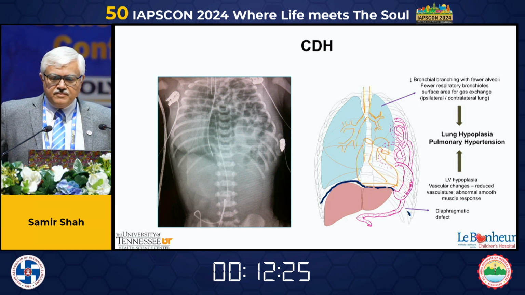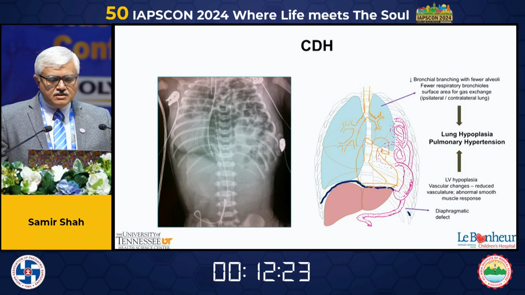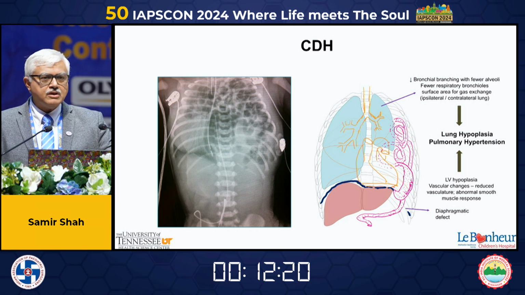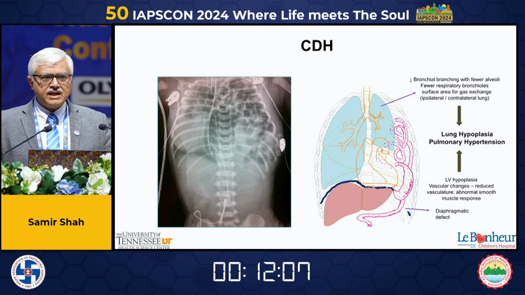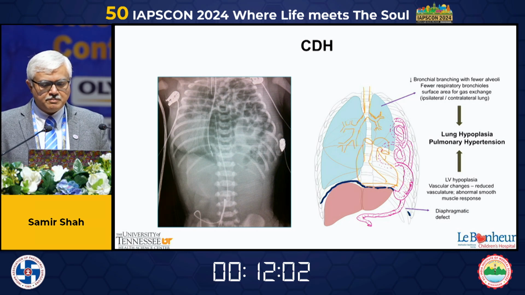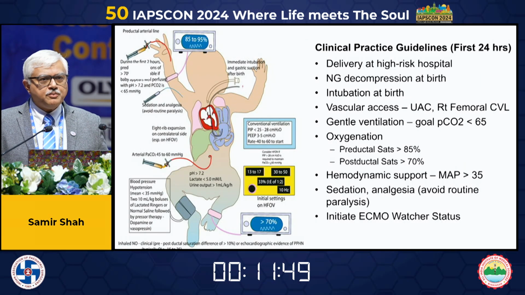So there is decreased bronchial branching and fewer alveoli. What's important to note is it's not just in the affected lung on the left side. The same condition actually applies to the right side, the normal looking lung, as well. Even that lung may appear normal, but it is still a diseased lung, which is associated with pulmonary hypoplasia, and there is associated left ventricular hypoplasia as well, both of which contribute to lung hypoplasia and the development of pulmonary hypertension.